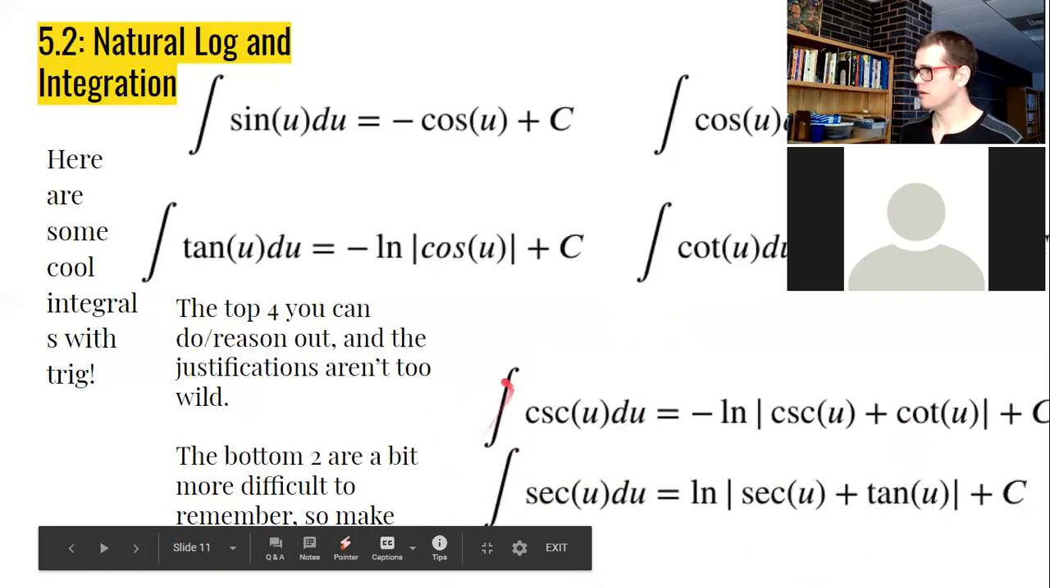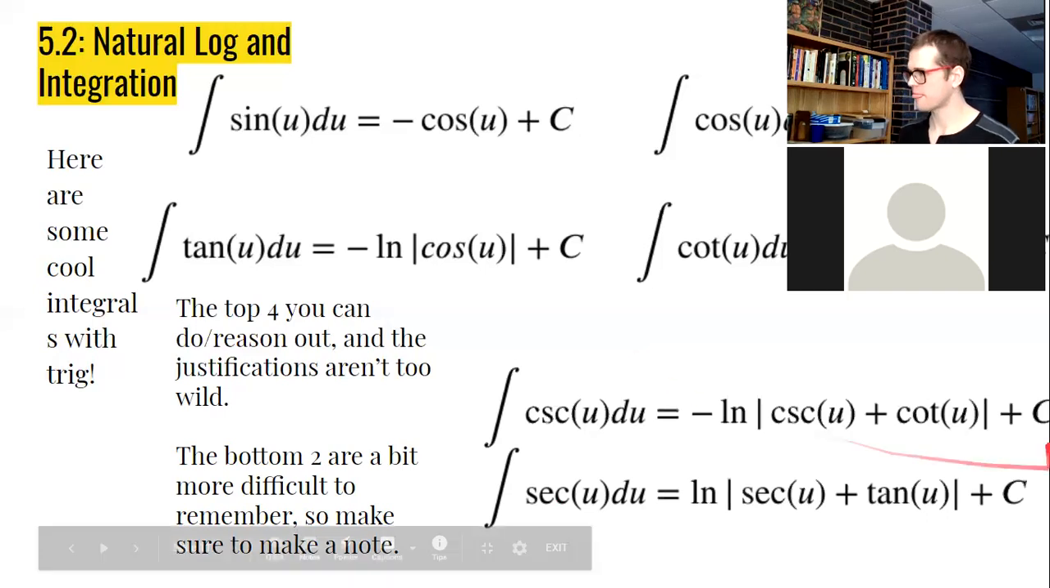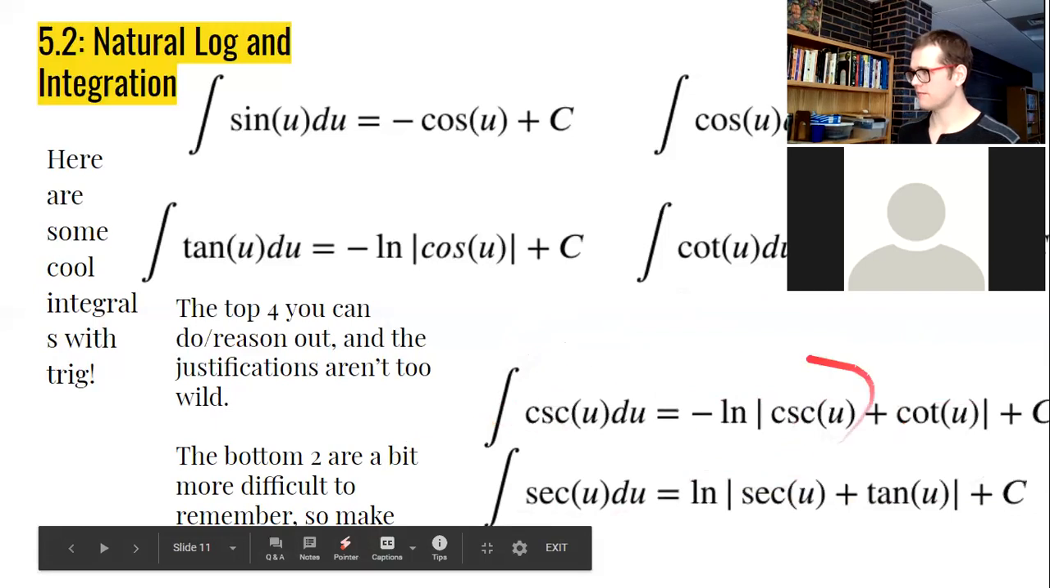Okay. But these top four are the ones that are most important because they're the ones we've been doing for a while in a sense. And these two are simple enough that once you do them once, you're like, oh, okay, that's just natural log and I can remember that. It's a good thing to know because that's more likely to show up on the test, because it's something you could reason out. All right. These other two, you might need to know them, but if you don't remember them, it's probably not going to be the end of the world.